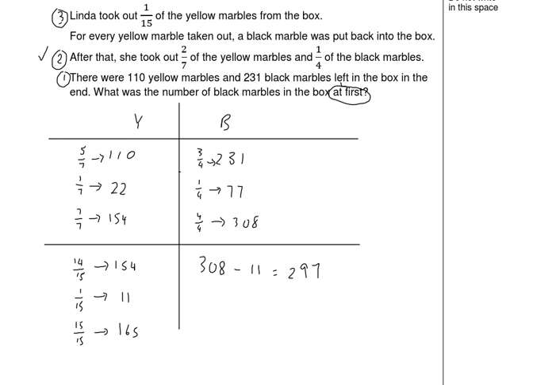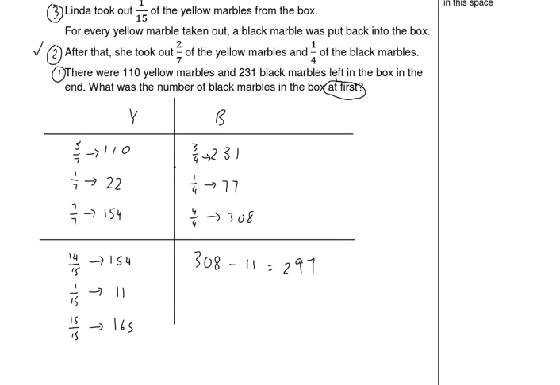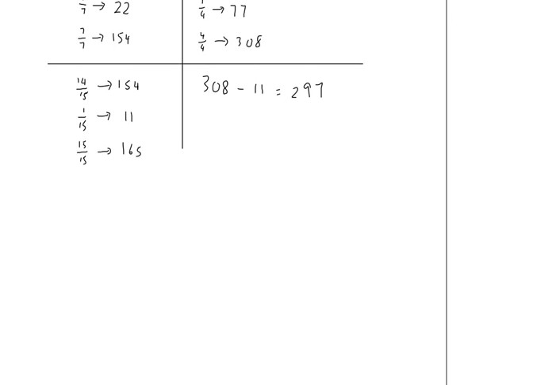Okay? Any problem? Because only for this 11 marbles, for every yellow marble taken out, a black marble was put into the box. Understand? A black marble was put back. So I need to remove the black marble that was put back. Okay? Anyone has any problem? So the answer, because they want to find the number of black marbles in the box at first, is 297.